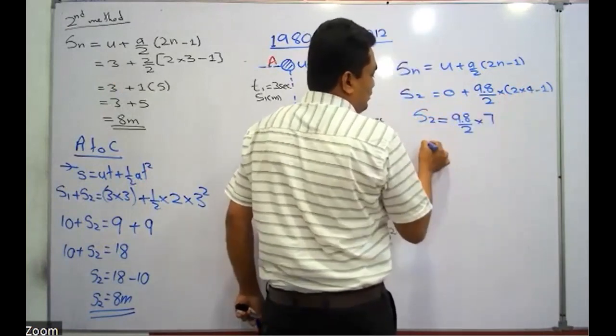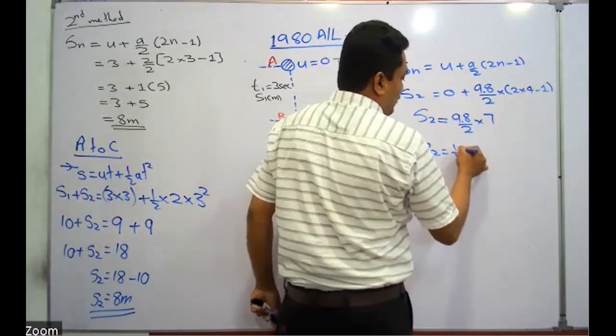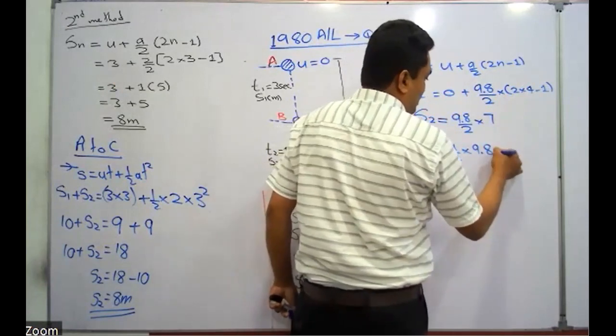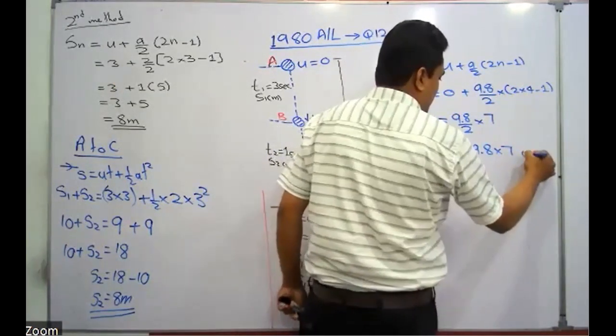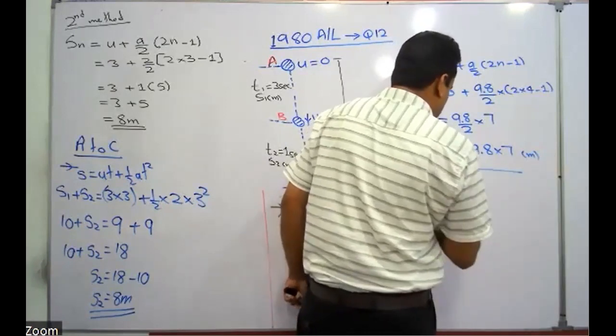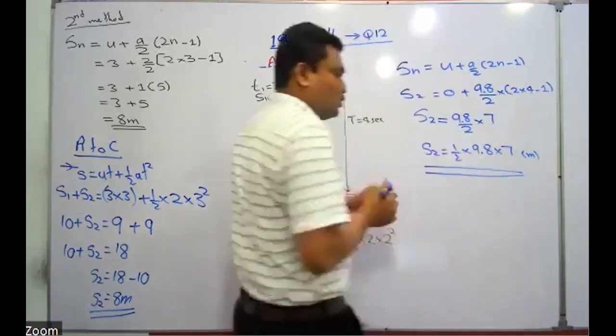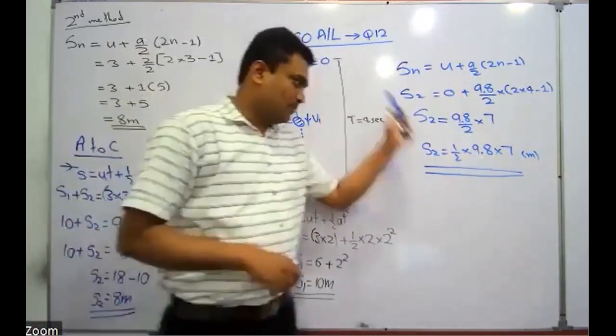So displacement is this. If you want, you can write S2 equals half into 9.8 into 7. Units as well. So this is the answer given in the answer sheet, so no need to simplify. Complete.